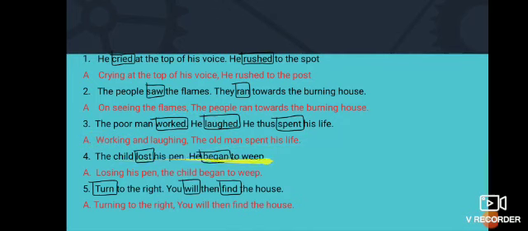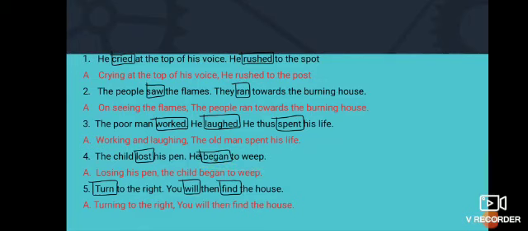"The child lost his pen, he began to weep." So "lost" is your first finite verb, "began" is your second finite verb. So I'll change this. "The child" and "he", because "he" is used for the child. So here I'll cut "the child", but here I'll use "the child" instead of "he". So it is "lost". Bring it to the first verb form, root verb, that is "lose". Then put "ing", so it becomes "losing". So "losing his pen, the child began to weep."